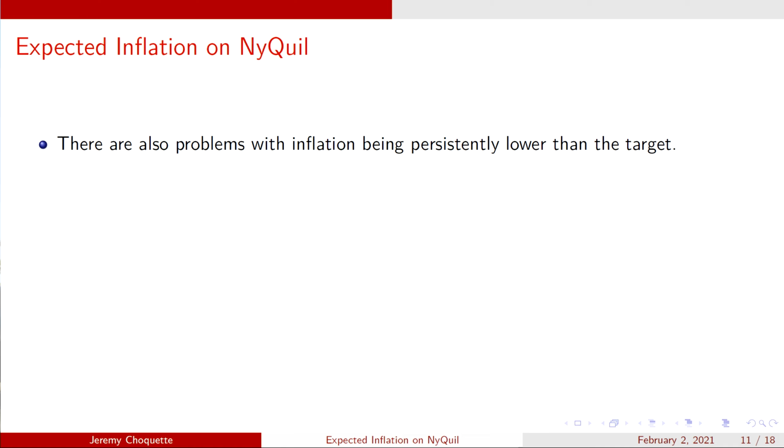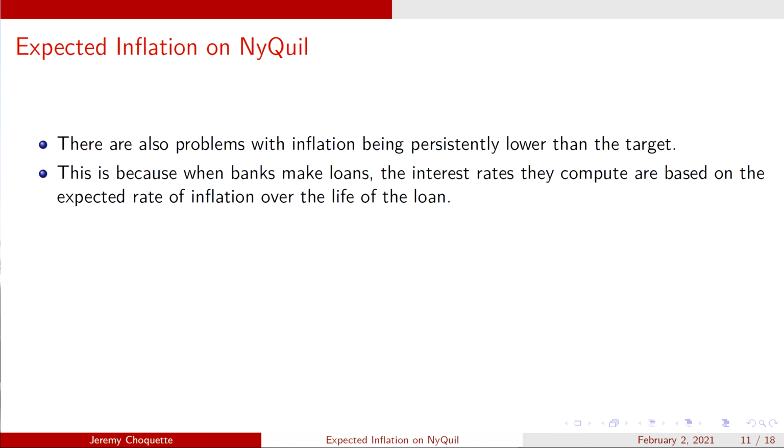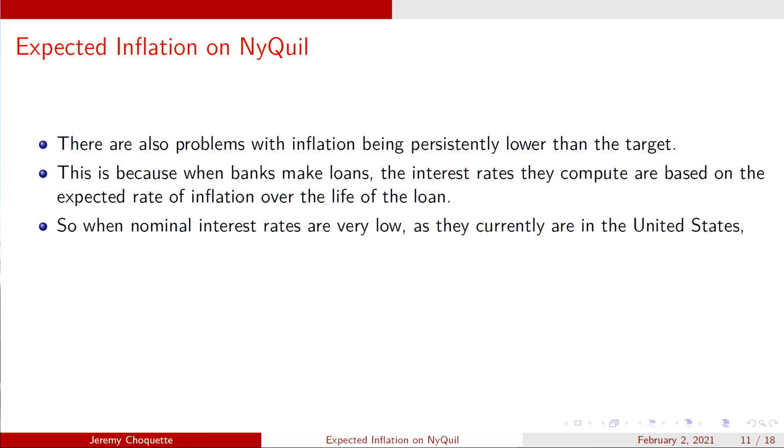Now, there are also problems with, because in the last situation that I showed you guys, we had expected inflation being higher than actual inflation. But there's problems when expected inflation is persistently lower than actual inflation. And that's because when banks make loans, the interest rates that they compute are based on the expected rate of inflation over the life of that loan.